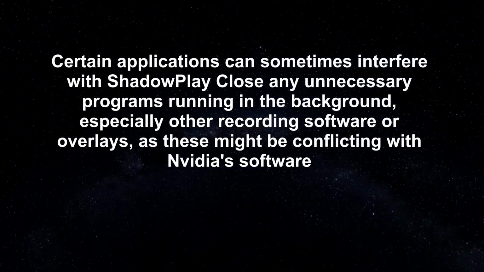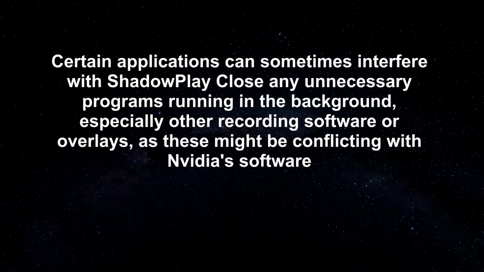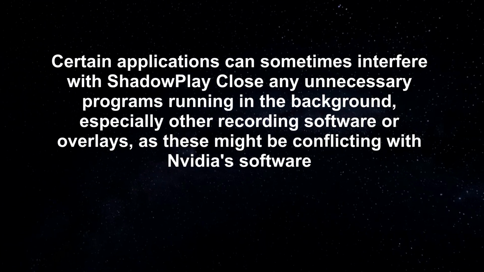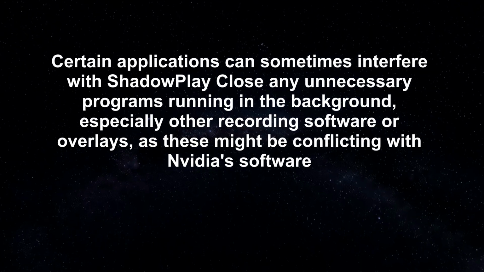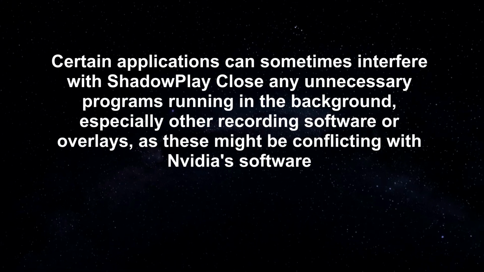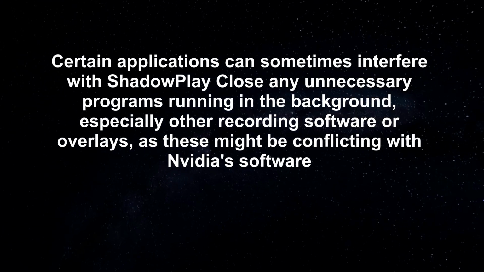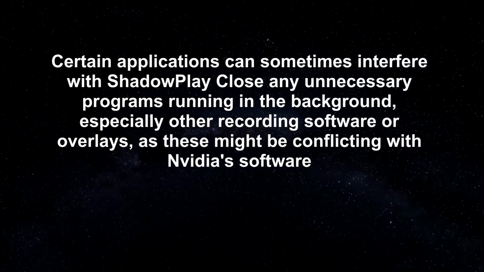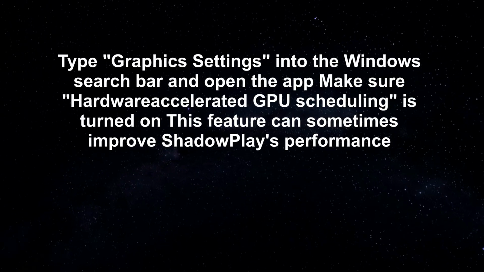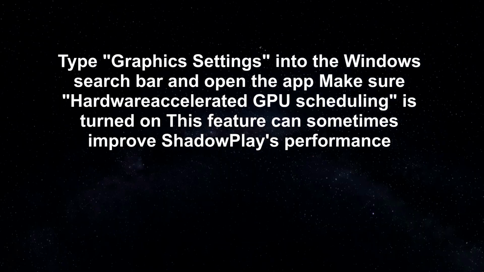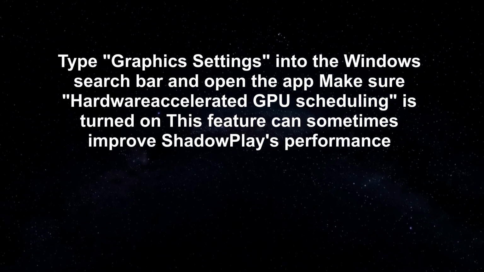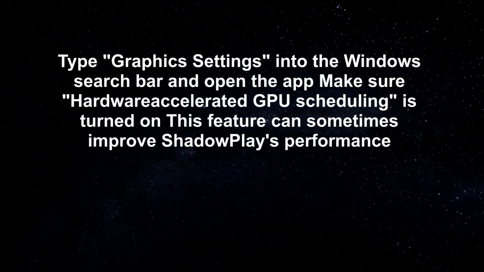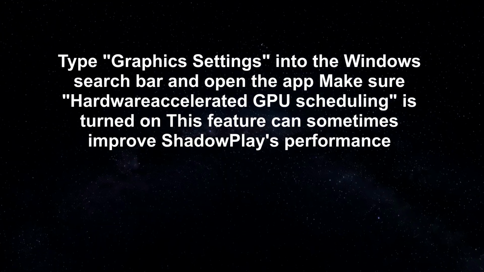Certain applications can sometimes interfere with ShadowPlay. Close any unnecessary programs running in the background, especially other recording software or overlays, as these might be conflicting with Nvidia's software. Type graphics settings into the Windows search bar and open the app. Make sure hardware-accelerated GPU scheduling is turned on. This feature can sometimes improve ShadowPlay's performance.